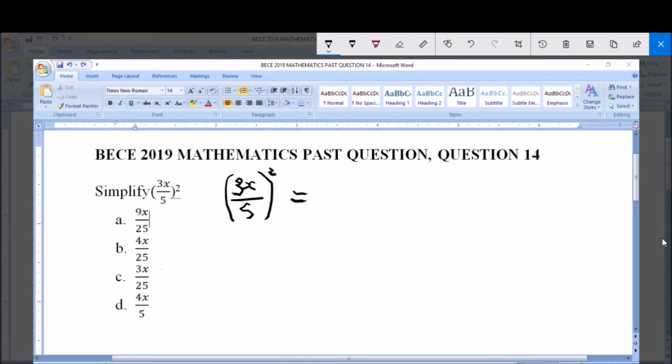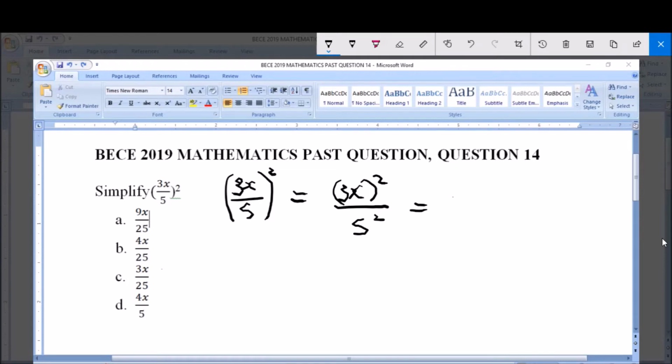When we open this bracket, we have 3x in bracket raised to the power of 2 all over 5 raised to the power of 2. Remember, I told you that once you have a number in bracket raised to the power of another number, it means that the entire content of that bracket is raised to the power of this number 2. Now we also express this because we have 3x raised to the power of 2. Now let's break this bracket.